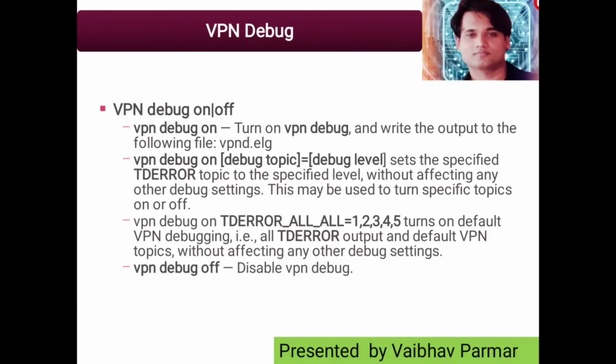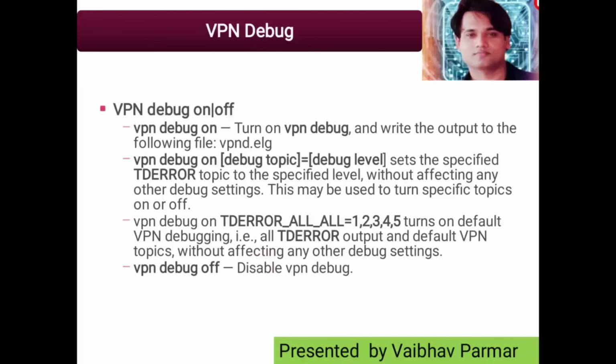vpn debug on is used to turn on VPN debug and write the output to the file called vpnd.elg. vpn debug on debug topic equal to debug level sets the specified TDERROR topic to the specified level without affecting any other debug settings. This may be useful to turn a specific topic on or off.